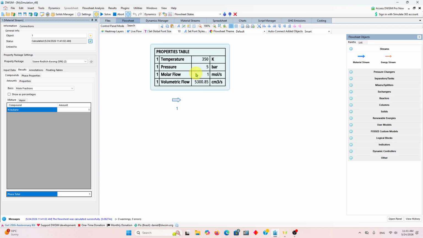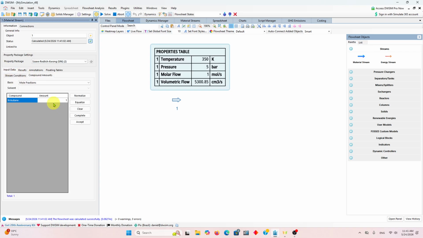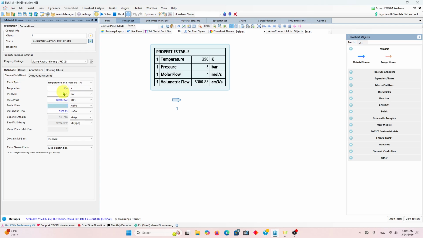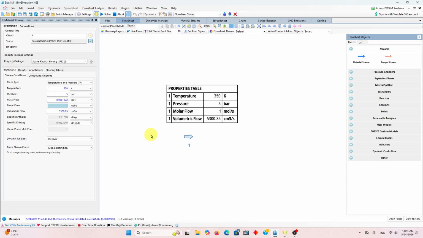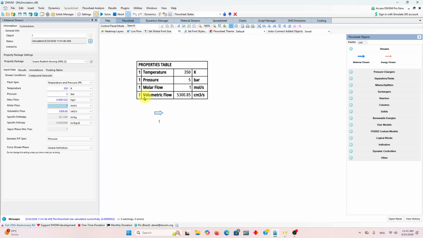Now you can see that the moment you put in the conditions, the flow sheet is automatically calculated. If you want to re-verify, simply click this solve button, and you will get the flow sheet solved. So you can observe here that presently the SRK equation has been used. What is the volumetric flow you have got? 5300 centimeter cube per second. What is the molar flow you have used? 1 mole per second.